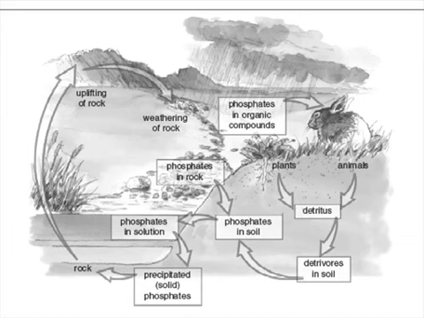The last biogeochemical cycle that we need to talk about is the phosphorus cycle. This is how phosphorus is recycled here on Earth and in other environments. This is the only cycle that does not have an atmospheric component to it. So phosphorus is found either in the water or on land.